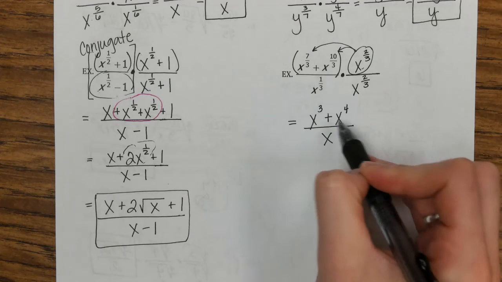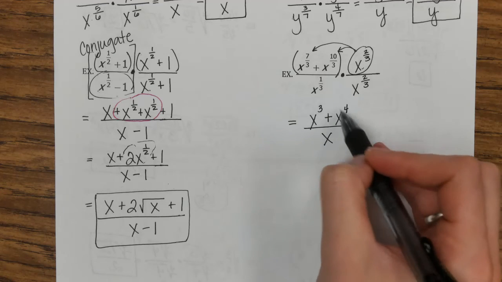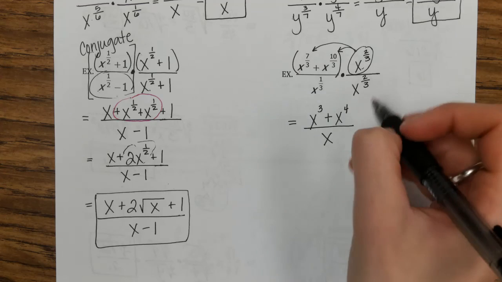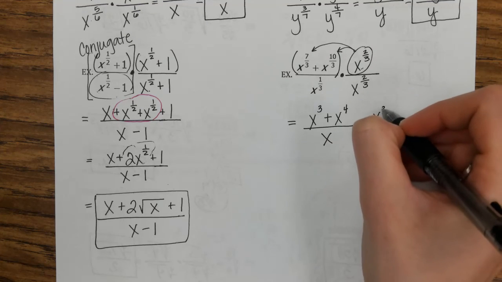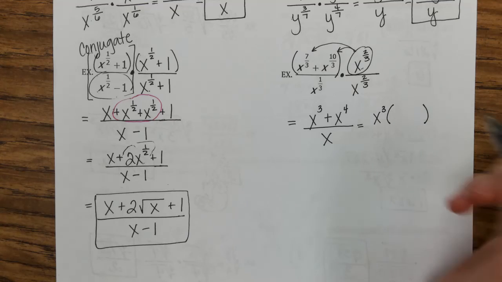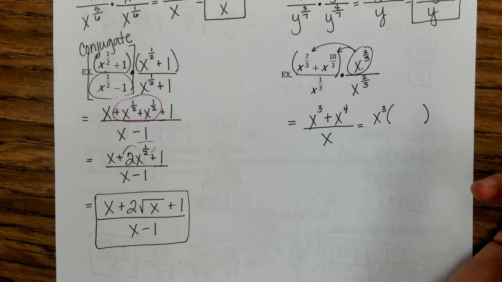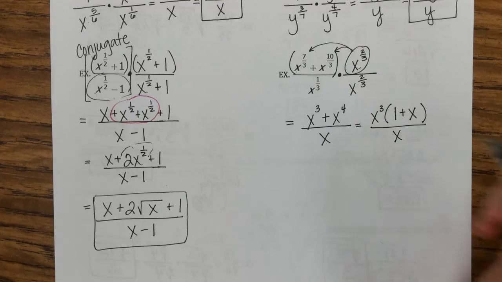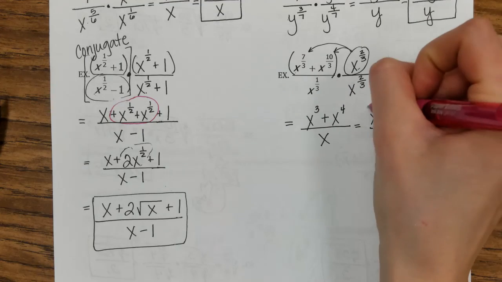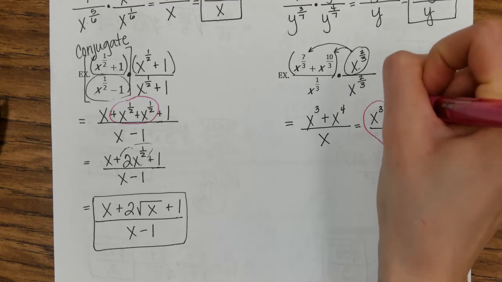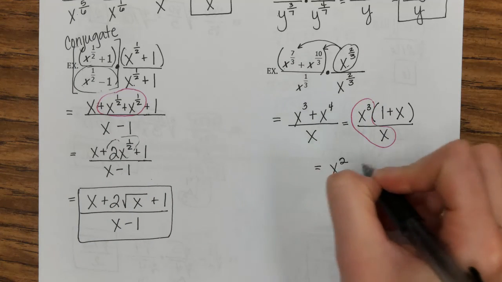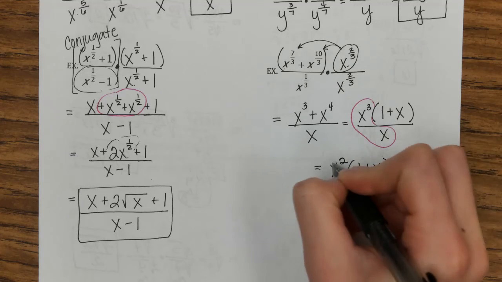Now, I've got x cubed, x to the 4th, and x. I need to take out a GCF in my numerator. I need to clean it up as much as I can. Okay? I can take out x cubed as my GCF. And that would leave me with 1 plus x over x. I can simplify now x to the 3rd over x, and that's going to give me x squared times 1 plus x.